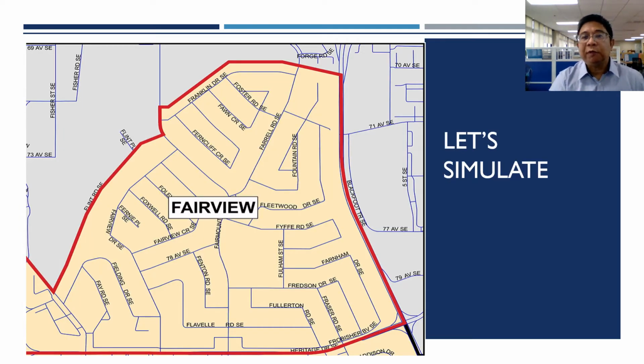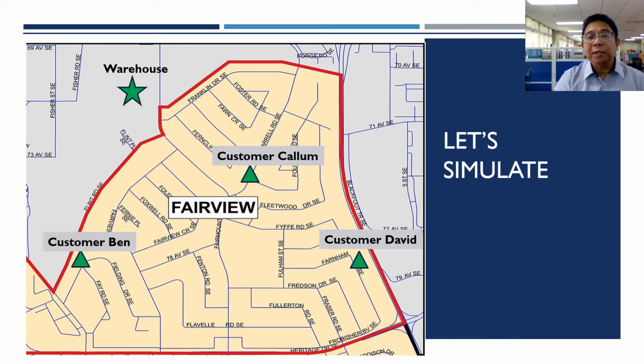Let's simulate this on a very simplified map. Let's say you have this map of Fairview in Quezon City. This is where the warehouse is located. Then these three triangles are customers who need to receive their packages. In your analytic geometry, a map can be represented as a graph where the customers become the nodes of a graph, while the possible routes a delivery truck can take from one node to another are represented as a line connecting the two nodes. So this map can be simplified as this.